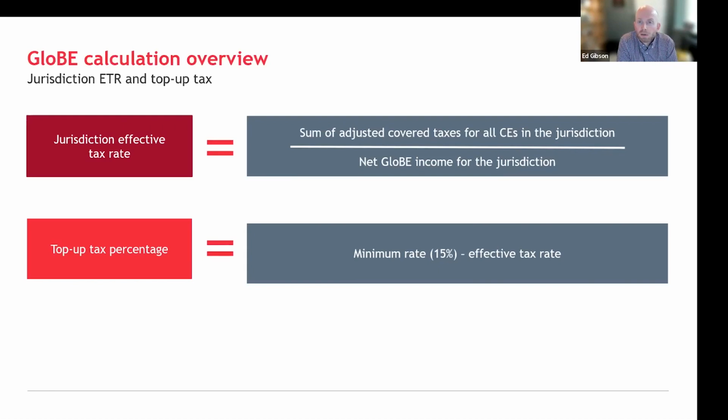And I'll talk in a moment about what each of those are. Once you've then got that effective tax rate for a jurisdiction, your top-up tax percentage is quite simply 15% minus that effective tax rate. And if that is a positive number, then you will have top-up tax due in that territory. If your ETR is above 15%, that will be a negative number and you don't have anything further to do. We move on to the next slide then, please.